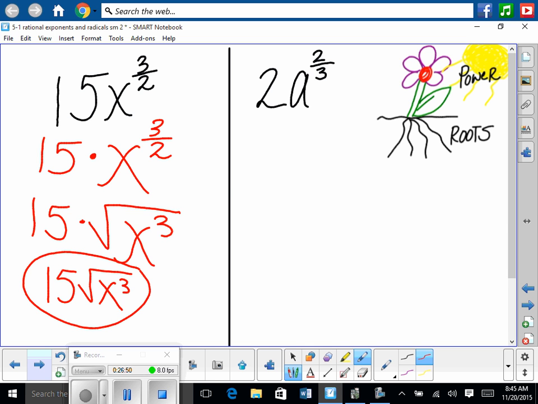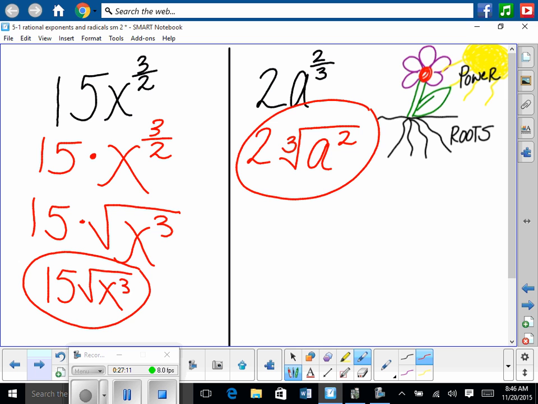Okay, so looking at this one, 2a to the 2/3. What's raised to the 2/3? Just a. So we have 2 times the what root? Cube root of a to the what power? Very good. You're feeling okay about these?